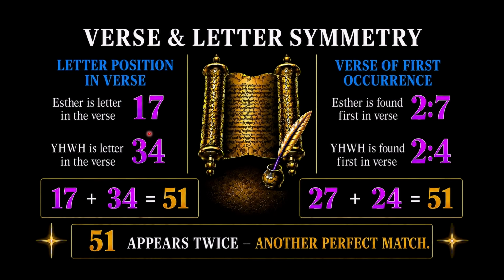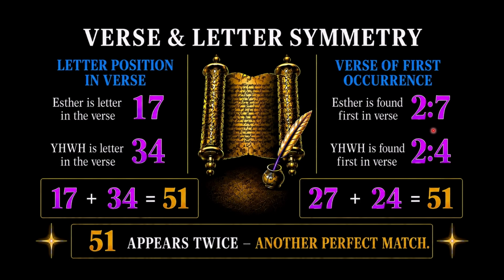On the left side, we look at the letter positions within the verse itself. In Esther 2:7, the name Esther appears beginning at the 17th letter of the verse. In Genesis 2:4, the name for God appears beginning at the 34th letter of the verse. And when those two positions are added together, 17 plus 34, they equal 51.